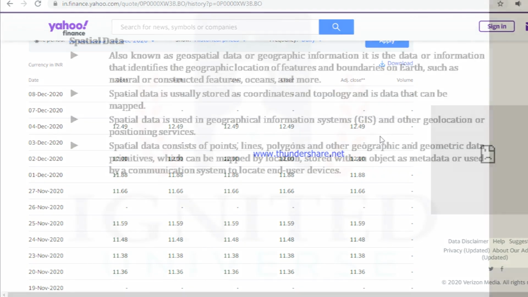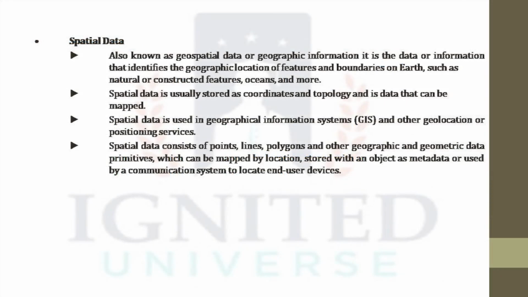Then next is the spatial data. This is basically the geospatial data or geographic information, and it is the data or information that identifies the geographic locations of features and boundaries on Earth, such as natural or constructed features, oceans, and more. Railway data, that is railway roads data or railway routes data, is an example of spatial data. Spatial data is usually stored as coordinates and topology, and is data that can be mapped.